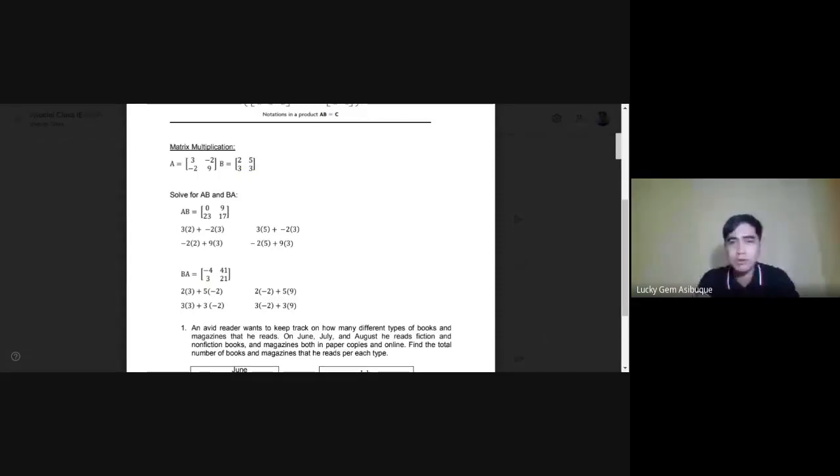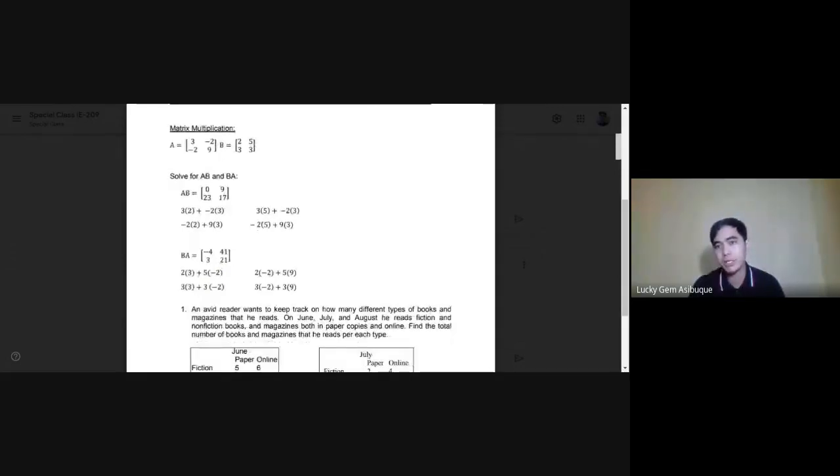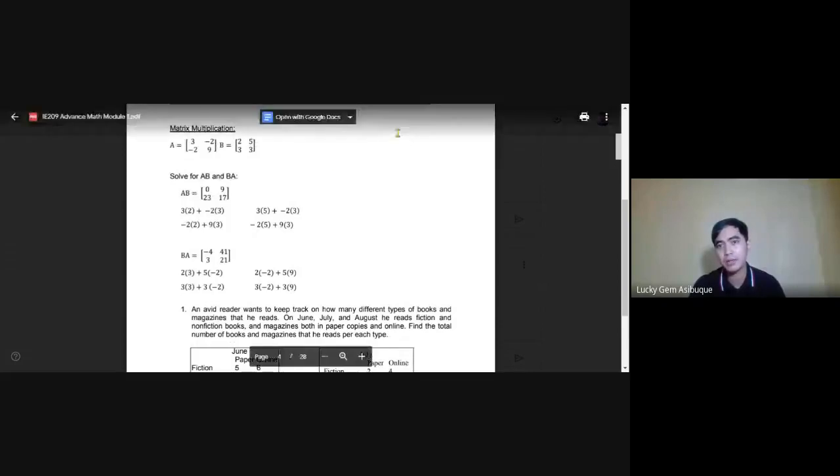Kaya nakita nyo dito sa solution, 2 times positive 3 plus, ay ano yung row niya? Ay yung column niya, negative 2. Tapos, minumultiply natin siya doon sa row ni B, which is 5. Row element ni B, which is 5. So, ganoon lang guys. Kung ano yung mauna, yung i-consider nyo doon ay yung row. Tapos, yung susunod naman, i-consider nyo ay yung column. Okay? May tanong ba doon sa multiplication? Madali lang, di ba? Ang matrix.